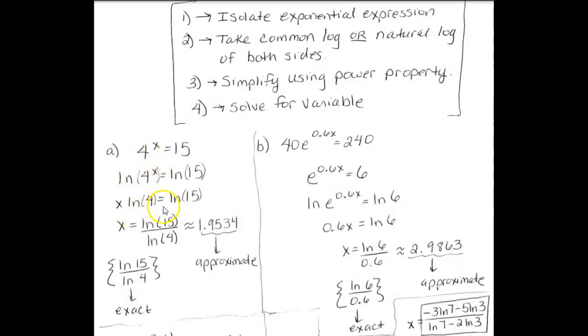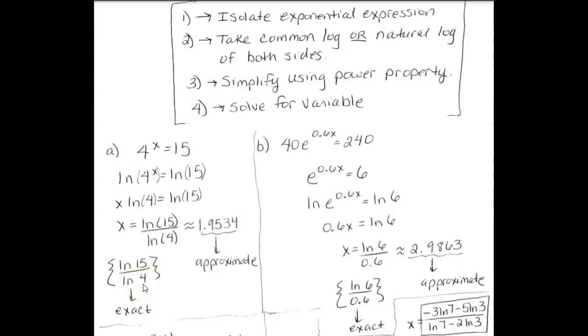So x natural log of 4 equals natural log of 15. And then to solve for x, we could just divide by natural log of 4. So we get x equals the natural log of 15 divided by the natural log of 4. Be careful in MyMathLab, if they ask for an exact answer, this is what they're asking for. The solution set in exact form is natural log of 15 divided by the natural log of 4.